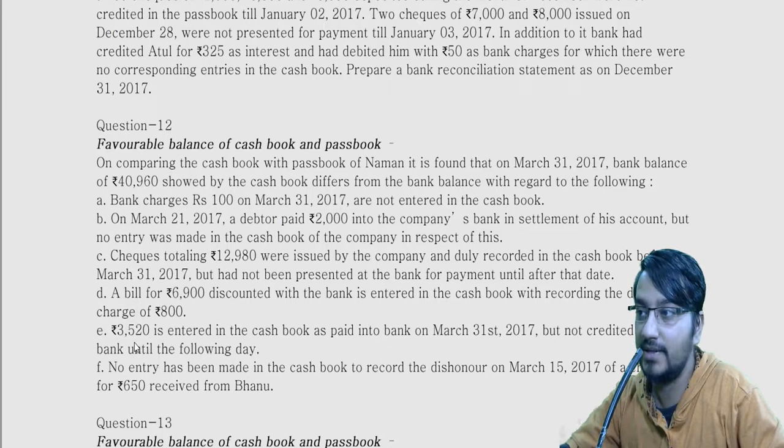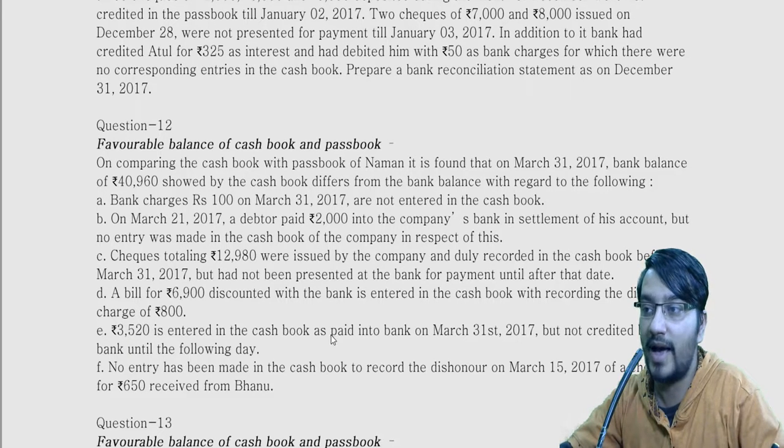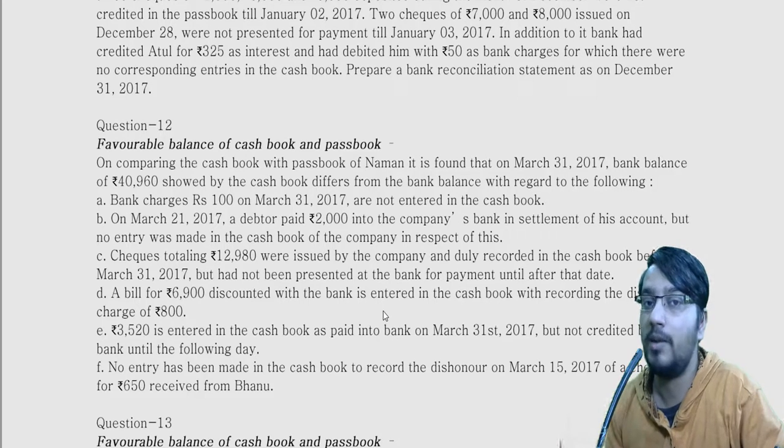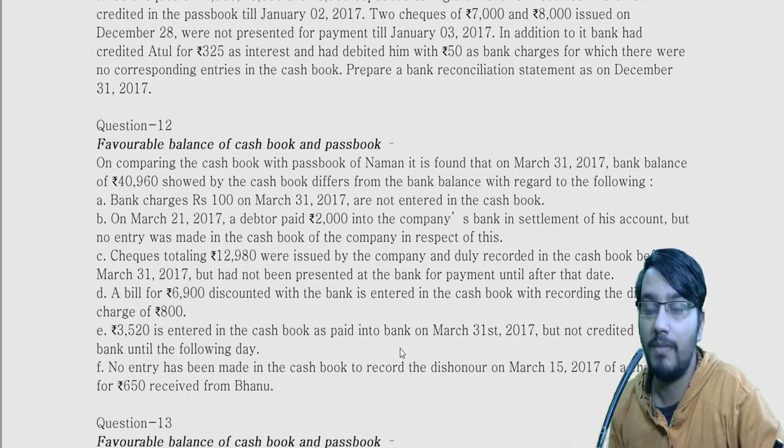The other point is that 3,520 is entered in the cash book as paid into bank. I must have deposited something in my bank, so I was expecting an increase in my bank account, and it was not credited by the bank until the following day.